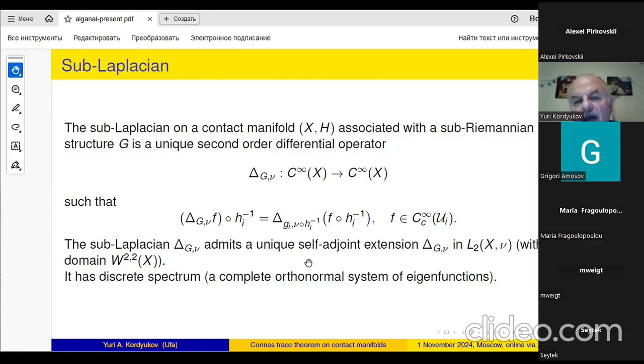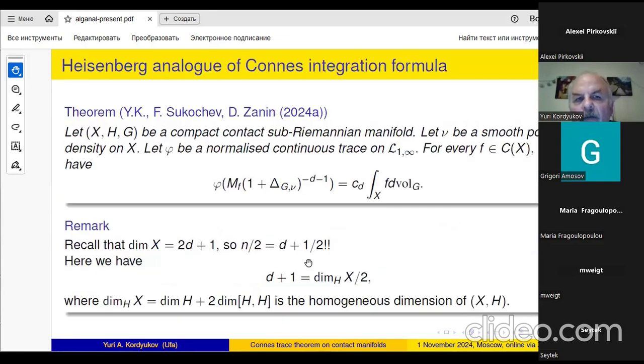Then we can ask, what kind of trace formula, an analog of the Connes trace formula, can we have for this operator? And what do we have for the corresponding volume form? And this is the answer.